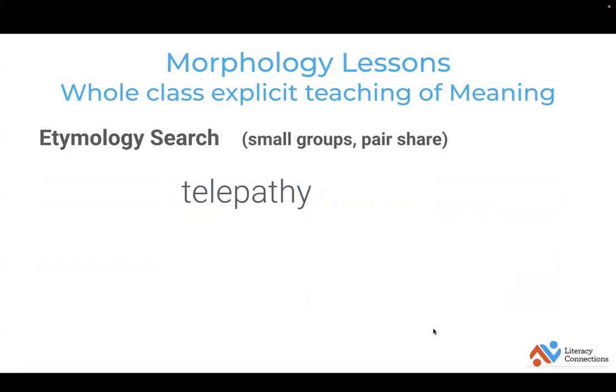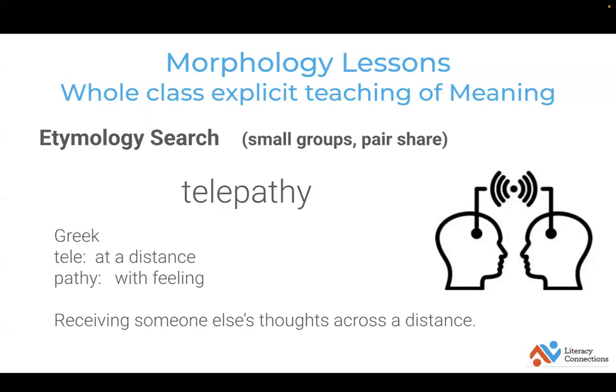Okay, and then also we can do an etymology search. So we could have all of our children in front of us, break them into pairs, and they can do a quick search of the word. Let's have a look at where the word telepathy comes from. So we've already been maybe looking at tele, meaning at a distance, and then pathy with feeling. So how does that word make sense? So it's receiving someone else's thoughts across a distance.